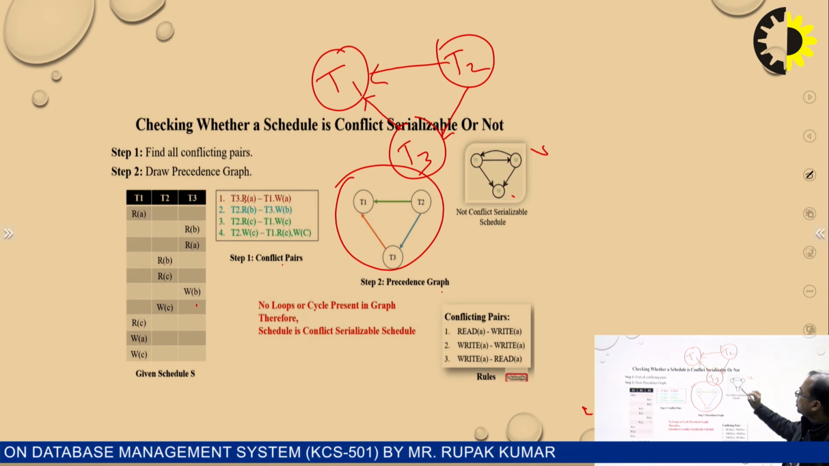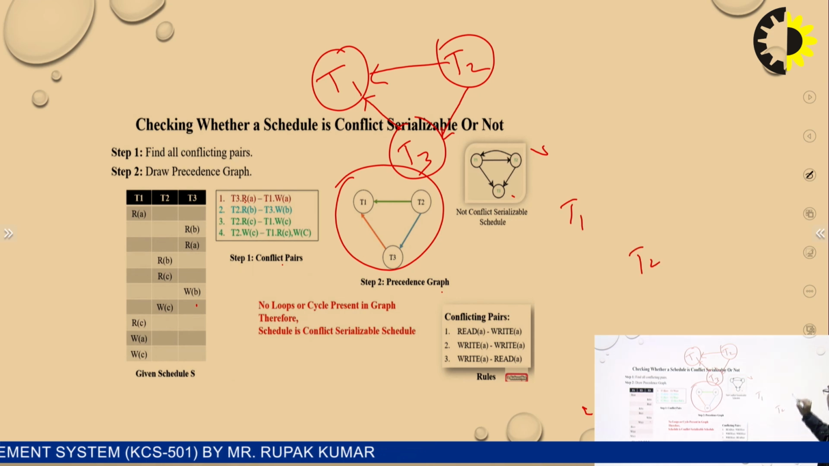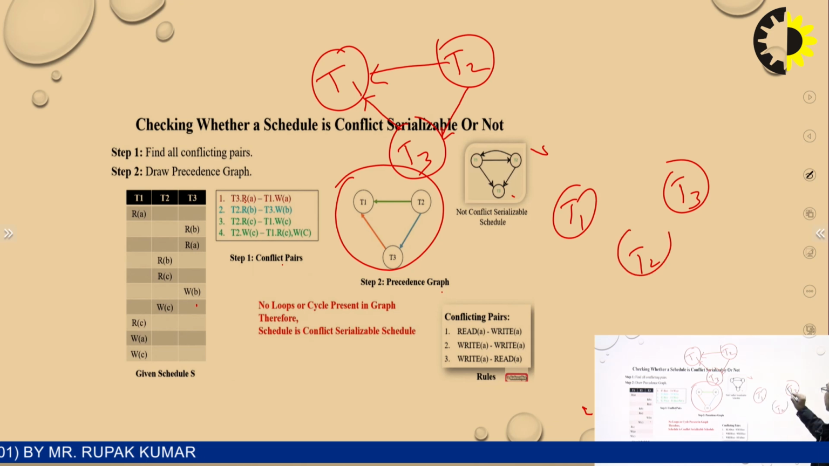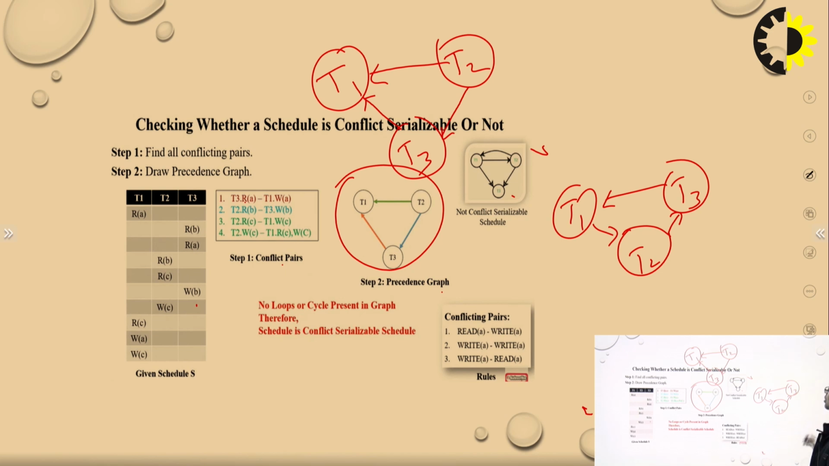It may be a loop like this: T1, T2, T3. If there is something like that, with an arrow mark from this and this and this, this is also a loop, and it is also not a conflict serializable schedule. But there is no loop like that here, right? Or it may be this. This is also one of the loops.